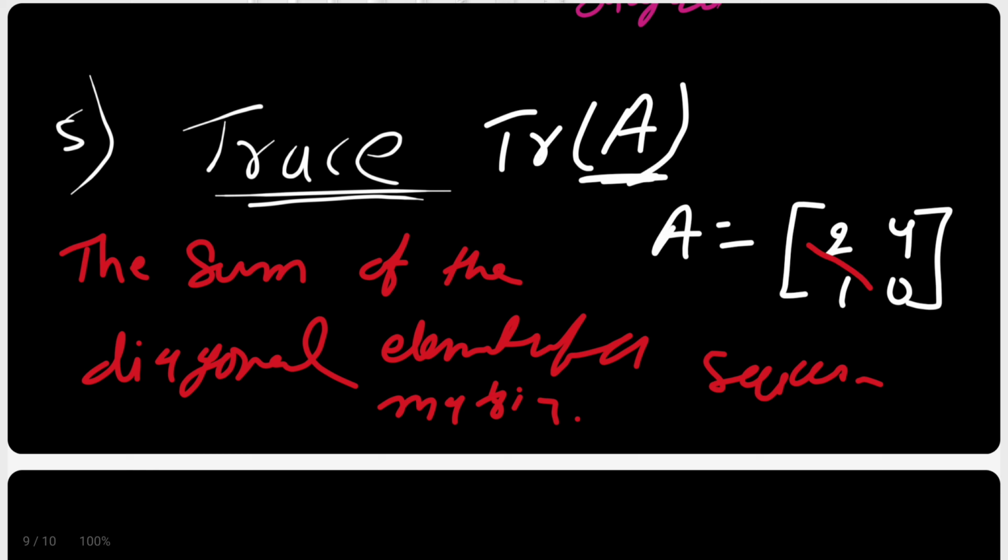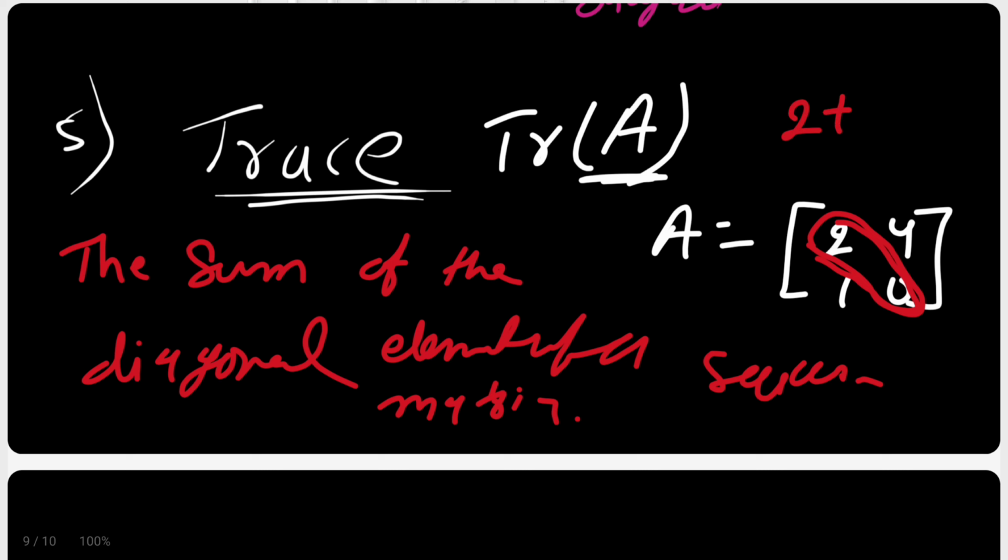The diagonal is this one only. This is the diagonal. 4 and 1 is also a diagonal, sir. I have to add this diagonal. Don't add this diagonal. You always have to take the principal diagonals. Now you have to take these diagonals only.